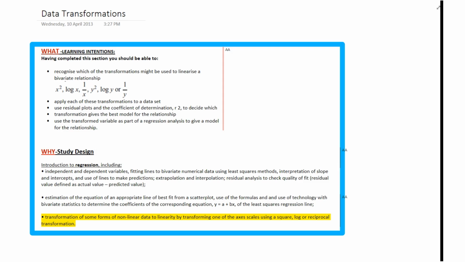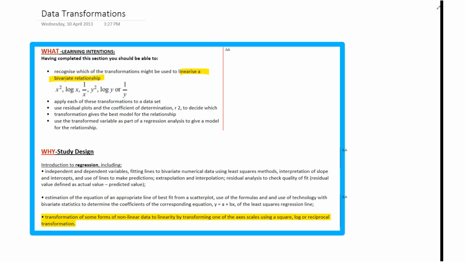Okay, in this video what we're going to look at is data transformations. And when we talk about data transformations, what we're talking about is linearizing a bivariate relationship that is not linear. So I'll go through an example of what that means shortly.